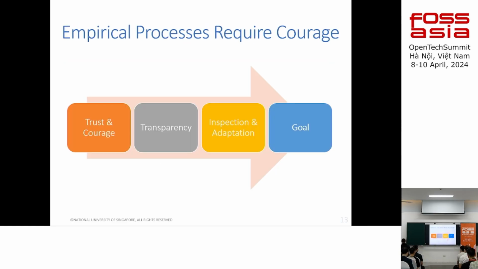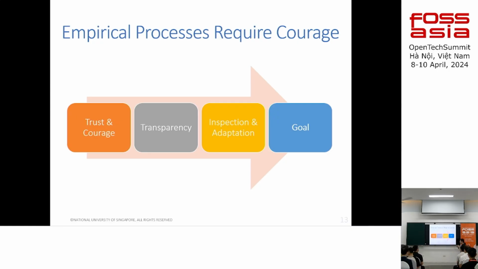So the empirical process itself actually requires courage. Why? You must have trust and courage before you can have transparency. Because you have that transparency, then only you have that information for everybody to share, right? Be transparent about your own failures, about your work, about the outcome, about your values, all this. You must have trust and courage between your team members, between the organization, before you can have transparency involved, right?